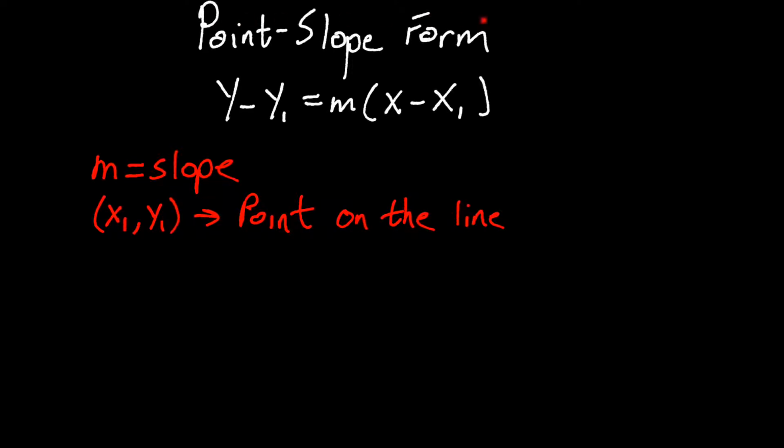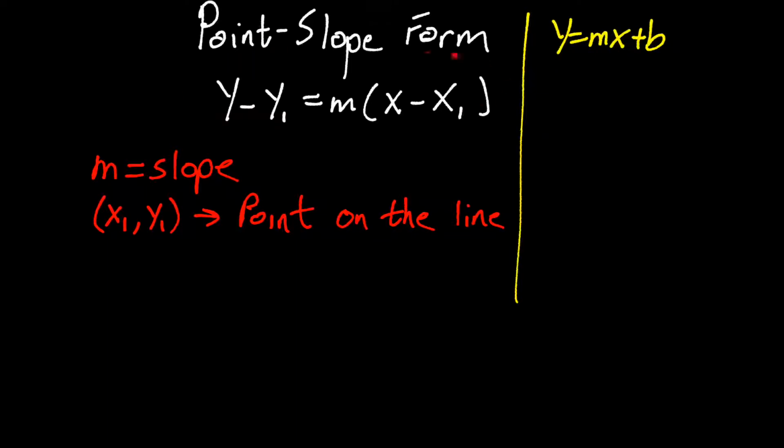And what the point-slope form does for us is it says, as long as we know one point at all, and the slope, we can create that line. If we remember from our slope-intercept video, y equals mx plus b, to use slope-intercept form, we need to know the slope, which is m, but we also need to know the y-intercept, which is b. And if we don't know the y-intercept, we have to figure that out.